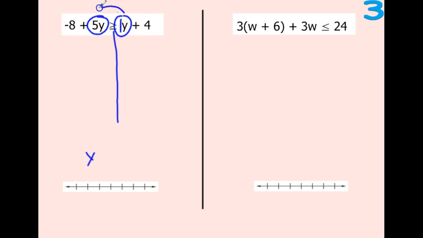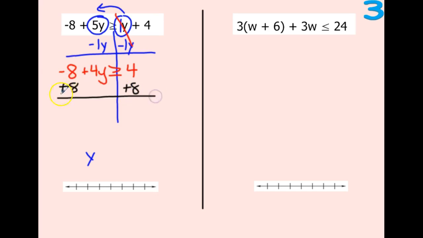So I'm just going to move this y over to the other side by subtracting. It's a positive, so I'm going to subtract 1y. So those eliminate, and I have negative 8. And then 5y minus 1y is 4y. And then a 4. So we want y by itself, so get rid of this negative 8. I'm going to add 8. I have 4y is greater than or equal to 8 plus 4 more, 8, 9, 10, 11, 12.